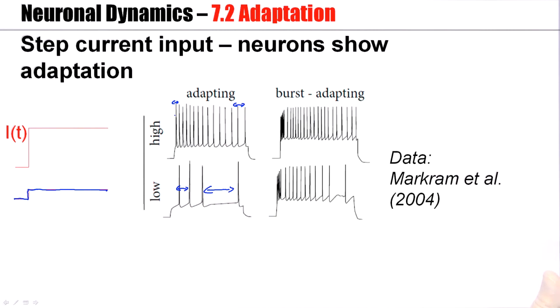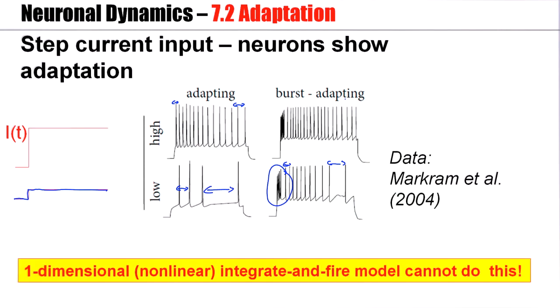In fact, it's not just adaptation. There's a burst at the beginning, at the transient, caused by the step input current. And afterwards, the neuron is still adapting. The initial intervals are shorter than the final one. So this kind of behavior has been described as initial burst followed by adaptation. And there are many other firing patterns. Now, one-dimensional nonlinear integrated fire models cannot account for this kind of adaptation or burst adapting neurons.